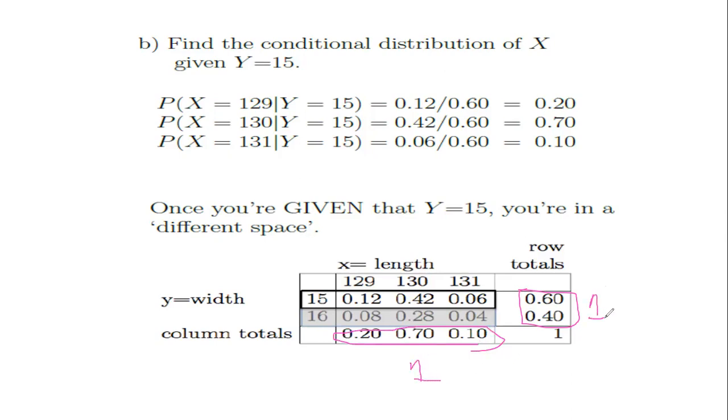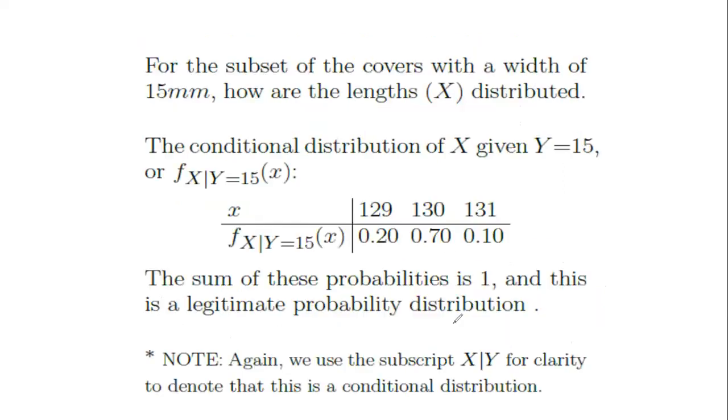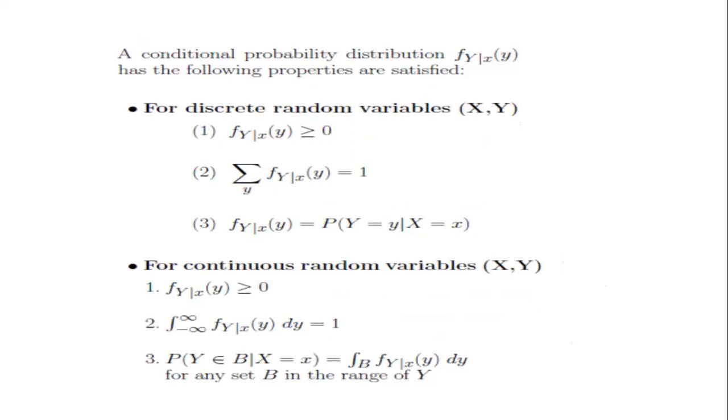Similarly for the conditionals. If I am conditioning on width 15, I can condition on width 15 based on 129, 130, 131. So the conditional probabilities of these three should sum up to one. Please remember this, okay? And some formalism: because it's a probability, it always sums up to one. That's what we discussed right now. It should be greater than or equal to zero, and this is how you can formulate it.